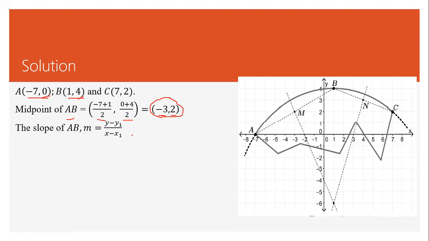So next, we identify the slope of the segment AB, because its slope is the inverse of the slope of the bisector line. It is the negative reciprocal.